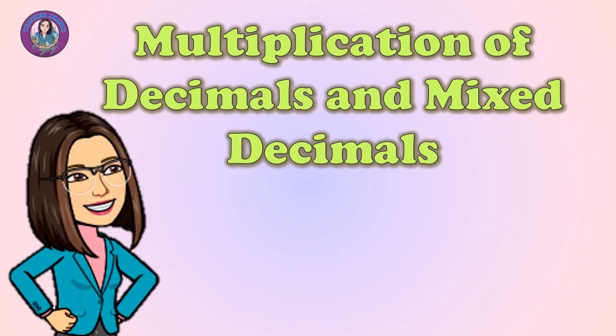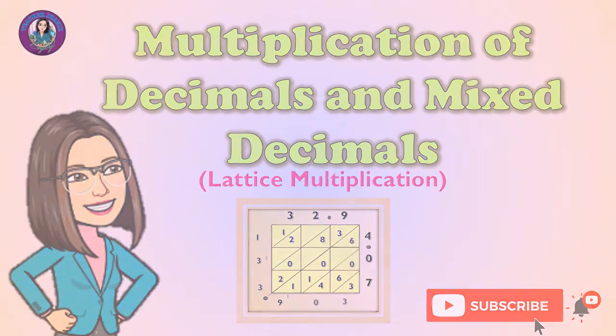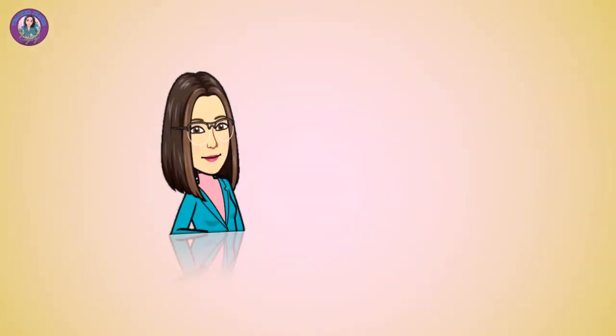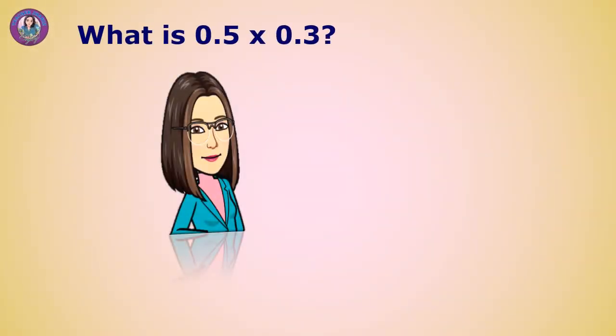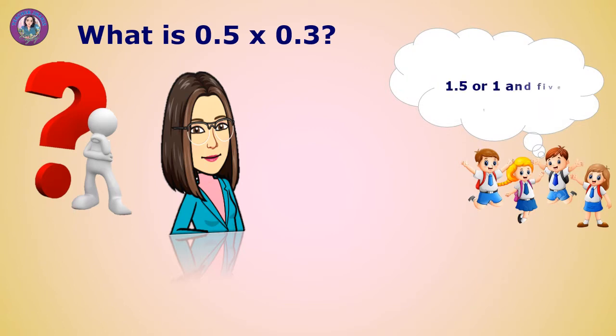Multiplication of decimals and mixed decimals using lattice multiplication. What is 5/10 times 3/10? 1.5 or 1 5/10.